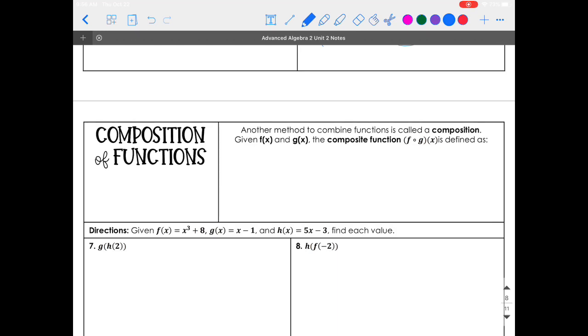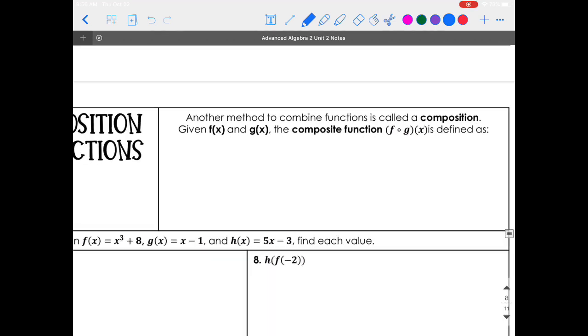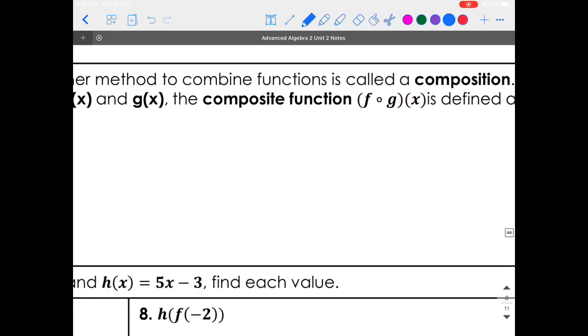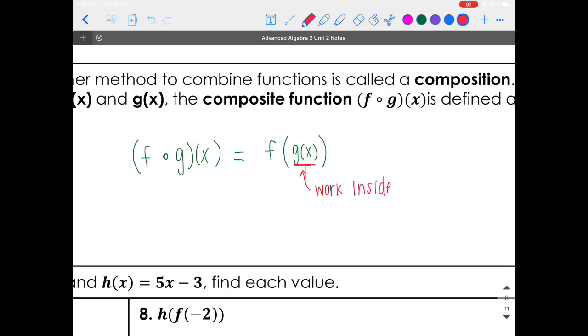Now we're going to get into composition of functions, which is just another way we're going to solve functions. What you see is f with a little circle and then g of x. What that means is that g of x is inside of f of x. So when you see a composition of functions, you always work inside out.